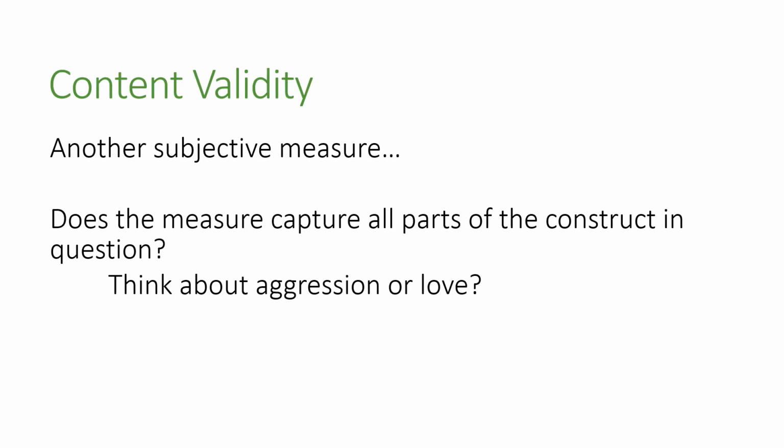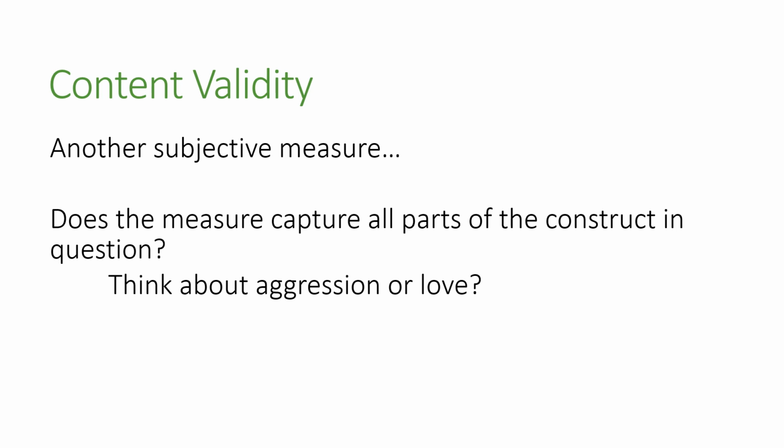The next one we can talk about is content validity, which again is another subjective measure, and that's okay. Really what we're asking about is, does the measure capture all parts of the construct in question? So as I mentioned in the last video, something like neuroticism has many components. We've used this example of aggression. We can think of many different kinds of aggression: passive aggression, behavioral aggression, verbal aggression, microaggression.